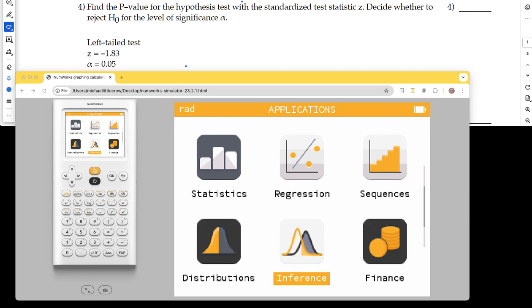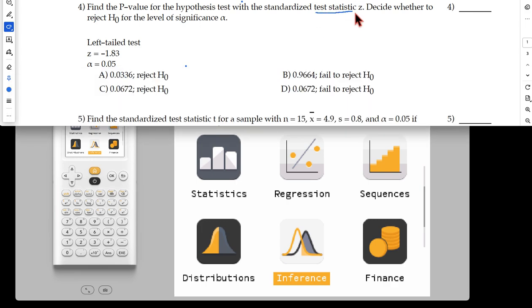Question number 4 in our practice test number 3. We are being asked to do a hypothesis test by finding the p-value. So let's go ahead and see. Find the p-value of the hypothesis test with the standardized test statistic z. So we're doing a z-test, deciding whether to reject the null hypothesis H0 for the level of significance.